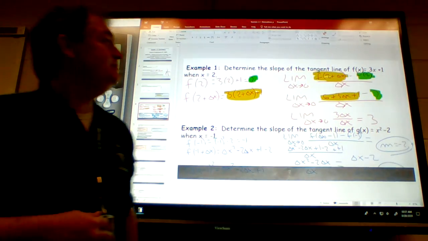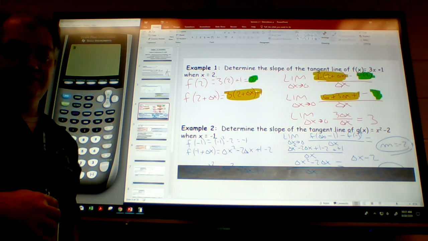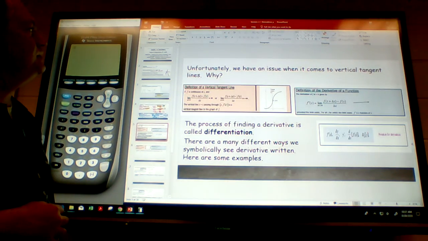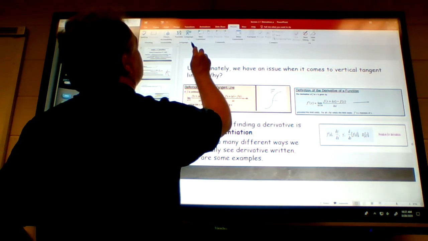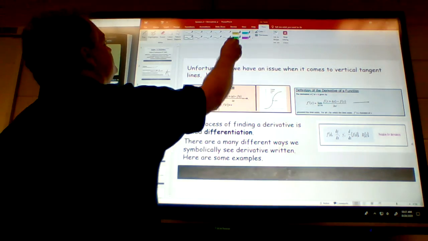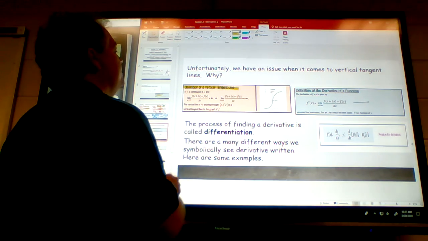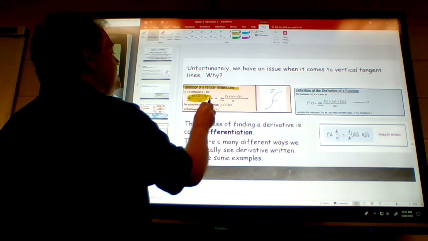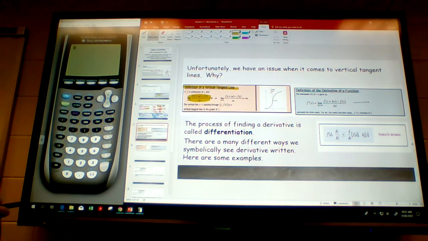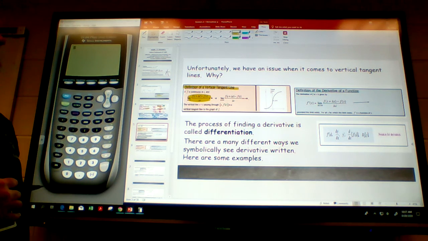In the previous video, we talked about determining the slope of the line tangent of the equation at the given point. Now, unfortunately, we do have an issue from time to time, and I'm going to talk about that right now. The definition of a vertical tangent line is as follows: the limit as delta x approaches 0 of f of c plus delta x minus f of c all over delta x. If that limit approaches infinity or negative infinity, then we have a problem.